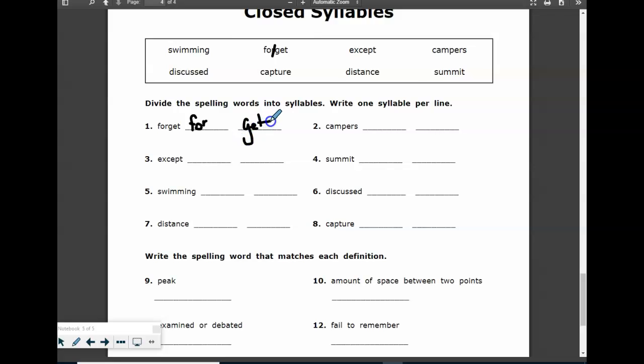Okay, so let's look at campers. So where's the two consonants? So consonants are letters that are not vowels. The P and the M right there. So cam, pers. C-A-M-P-E-R-S. All right, except. This one's a little trickier. It's actually right here, except. It's towards the beginning of the sentence.